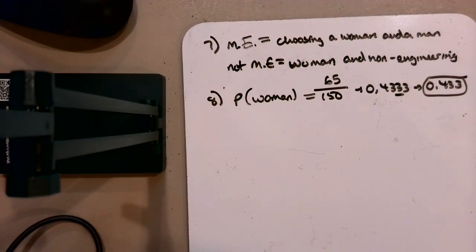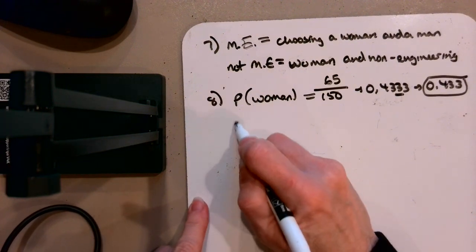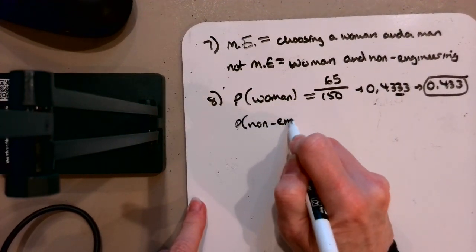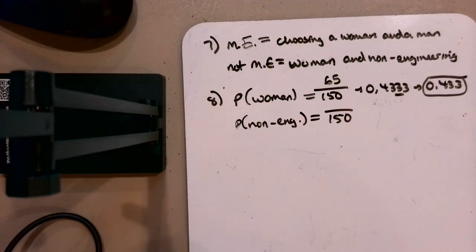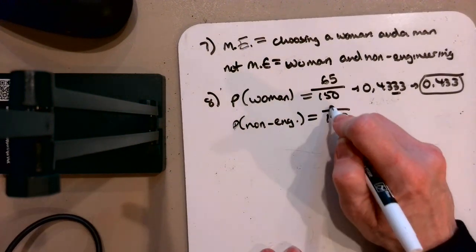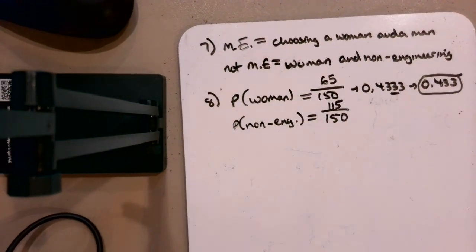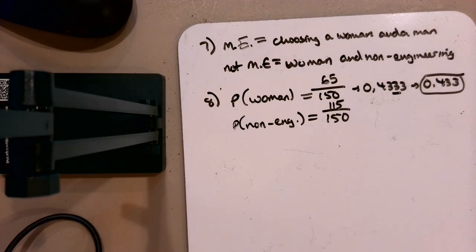had 65 women and 85 men, 35 engineering majors, 115 non-engineering majors. So same numbers, but this question was find the probability of choosing a non-engineering major. So out of 150 people, the probability of choosing a non-engineering major, the total of the second column is 115 over 150. By the way, this is empirical probability based on the results of a sample that was taken.